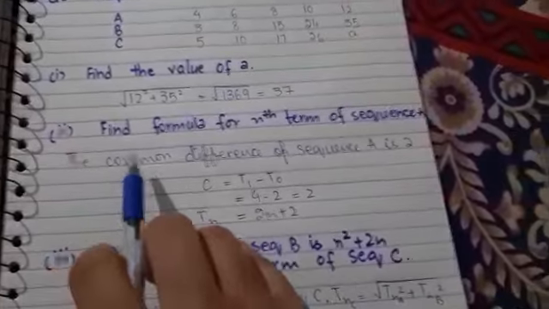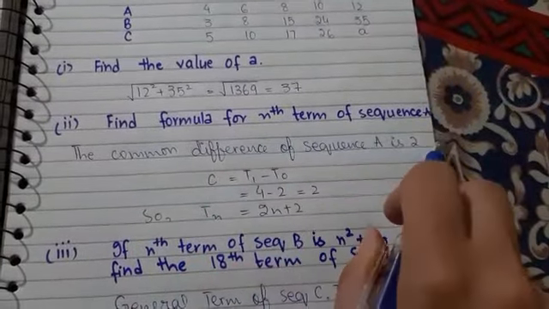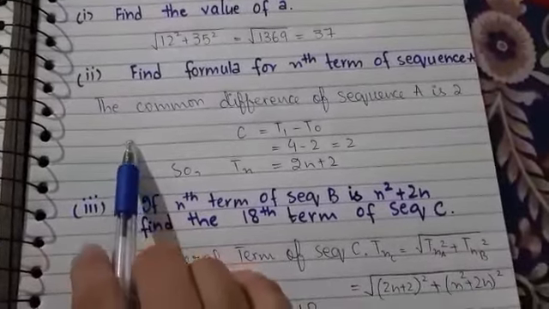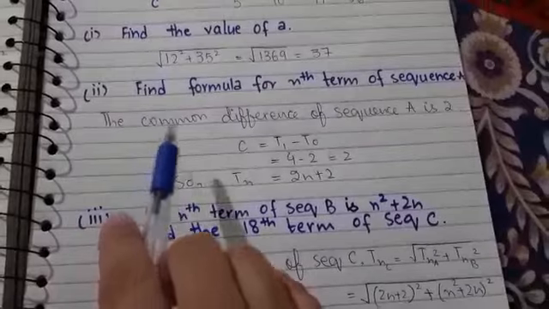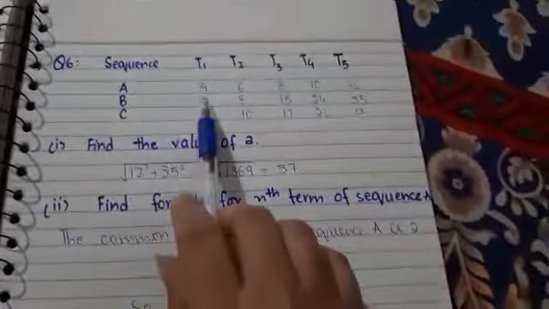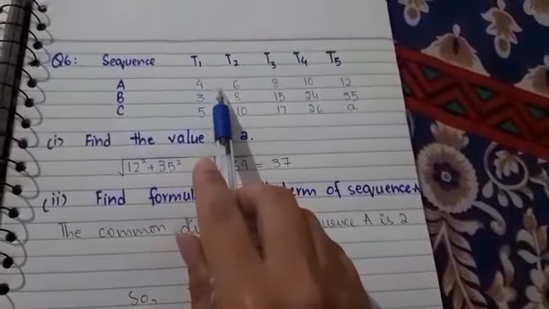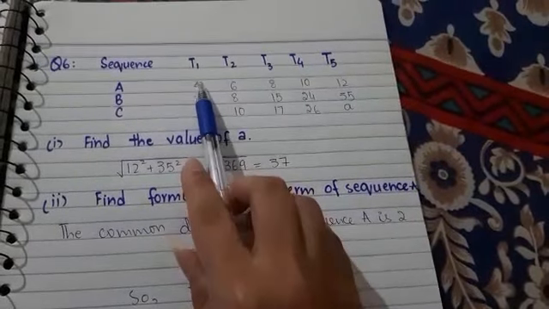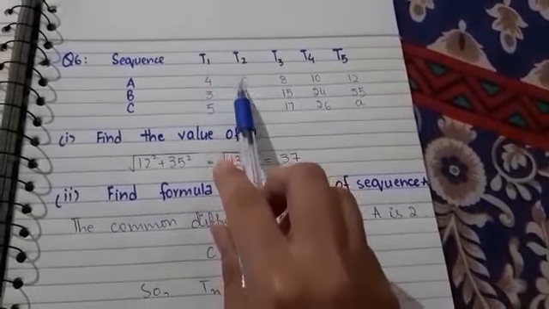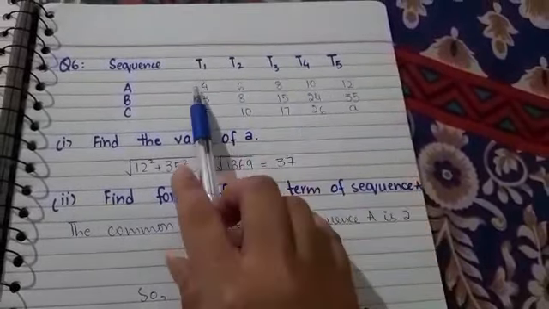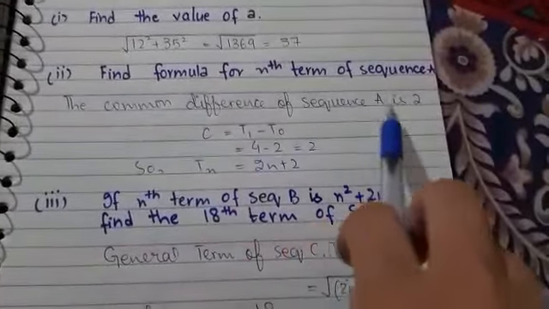In the second part we had to find the formula for the nth term of the sequence a. To find the formula, the first step is to find the common difference. What is the common difference of the sequence a? Since 2 is added to 4 to get 6, 2 is added to 6 to get 8, and 2 is added to 8 to get 10, this means that the common difference of each term is 2. So we write that the common difference of the sequence a is 2.